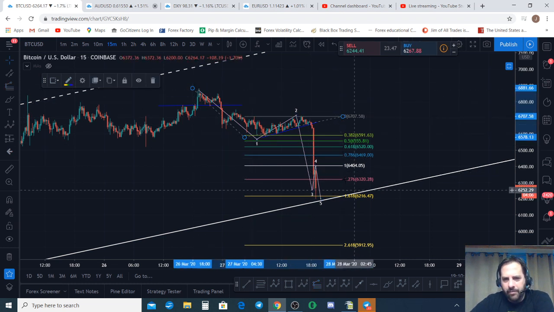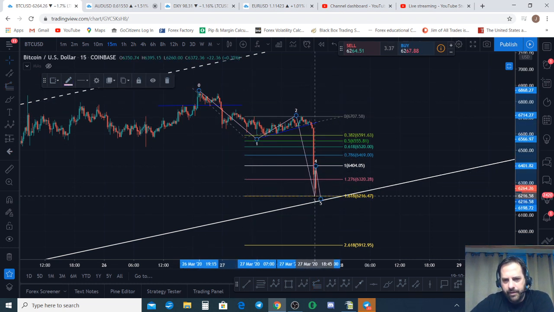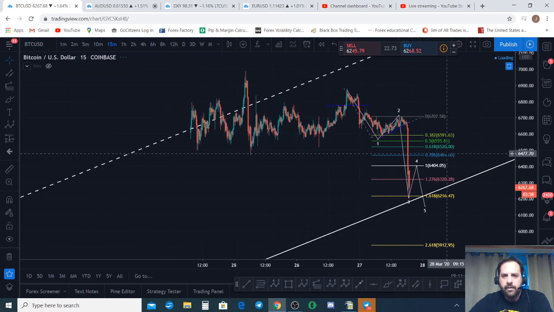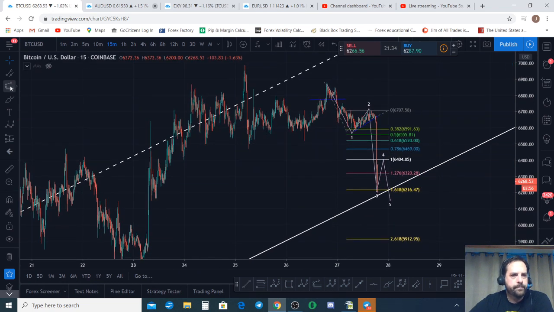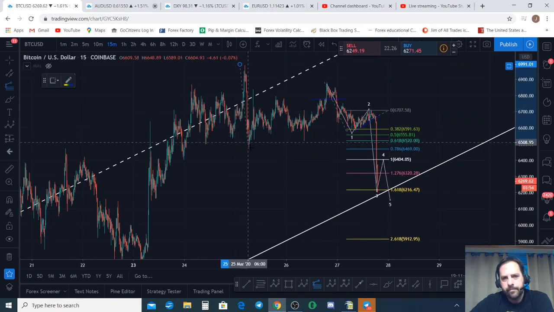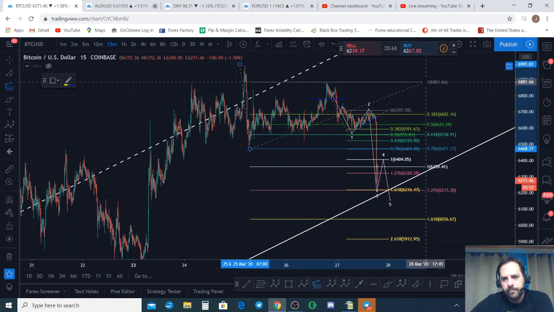I don't like the fibs. This maybe is the end of three here, the end of the third. Gonna get a fourth wave. Should get a fifth wave to the downside. Yeah, that puts us down here in this range.